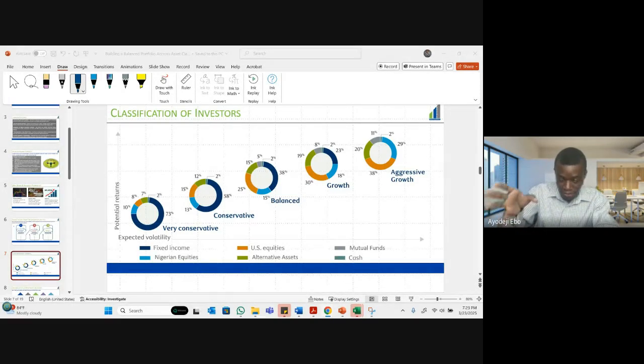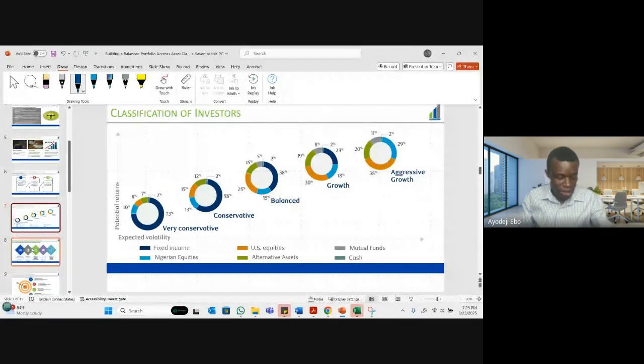Two friends can belong to different categories. It is based on their exposure and their experience that will determine where they want to belong. Some people can start from very conservative and move to balanced. Some people can start from very aggressive and move to balanced, depending on the individual. So that is really very key for us to understand.